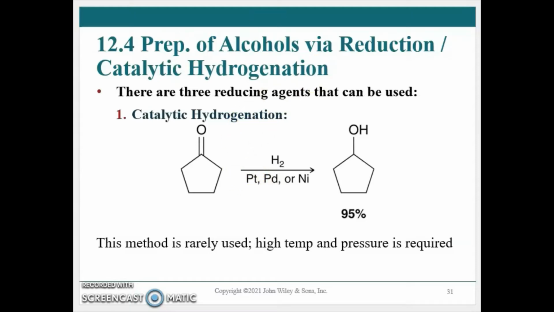So we're going to talk about 3 reducing agents that can be used, and the first of these is hydrogen itself with a catalyst like platinum, palladium, or nickel. Now, when done at large scale, these reactions are typically done at high temperature and under an elevated pressure. You can do atmospheric hydrogenations on small scale in the lab.